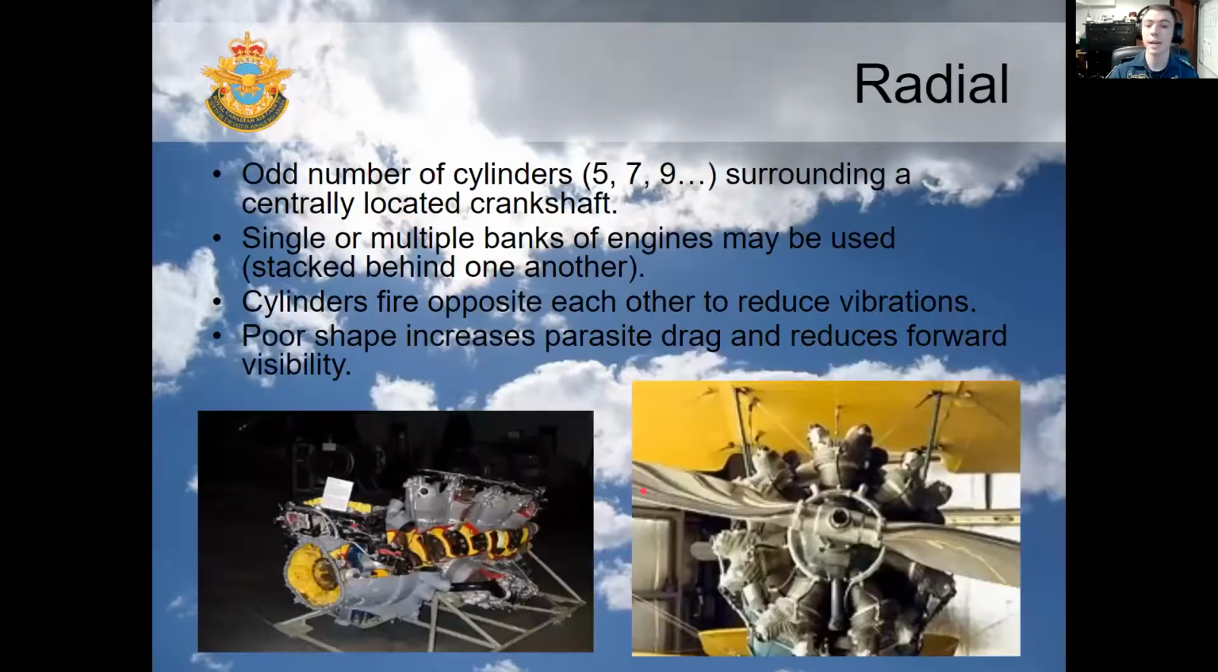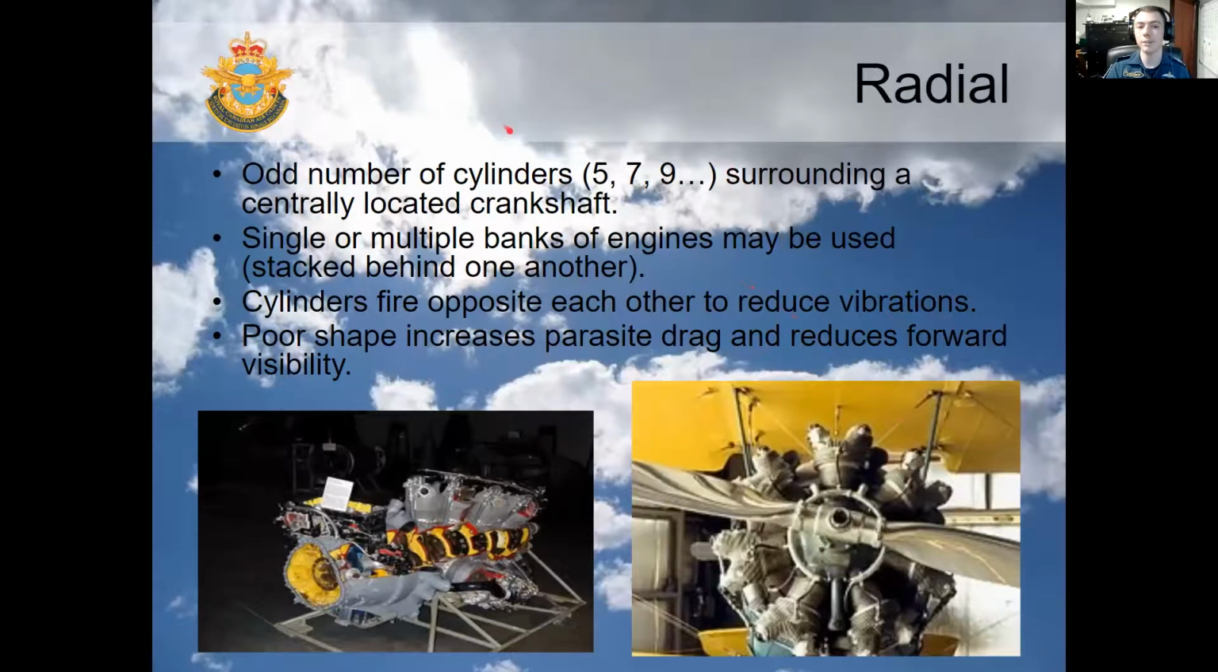Next, we have the radial engine, which has a very big problem of visibility. You see these on a lot of tail draggers. Because it's such a large engine, you've maximized its surface area that's facing forward with the propeller. And so because of this, you do find it on a lot of tail draggers.